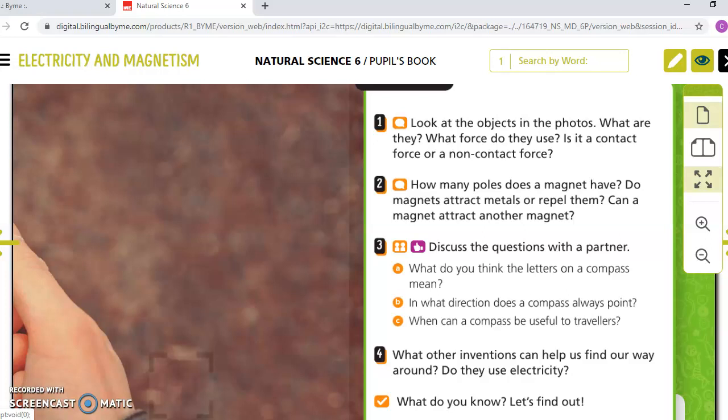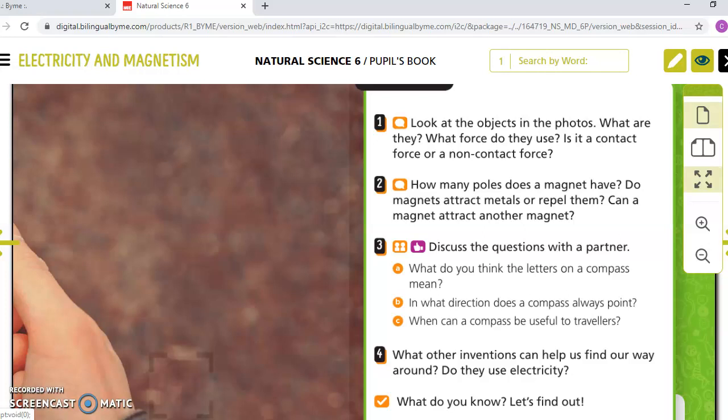And as I said before, if you don't remember the name of those objects, you can try to find it online, in the dictionary. You can either pause the video and answer the questions, or you watch the video and then start answering the questions at the end. Good. Question number 2: how many poles does a magnet have? Do magnets attract metals or repel them? Can a magnet attract another magnet? So please answer these questions.